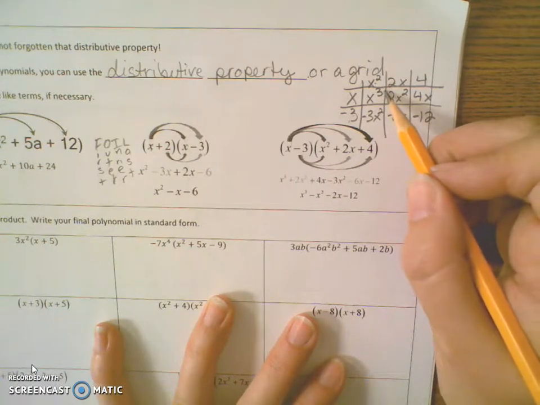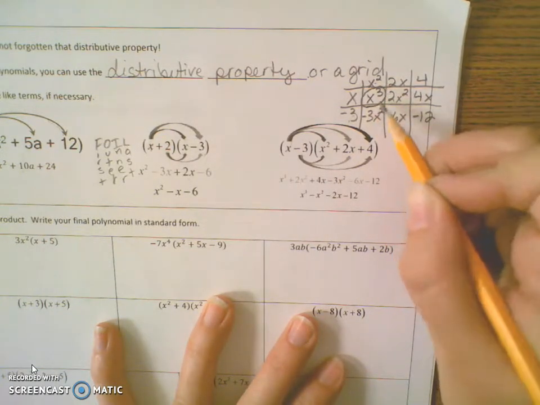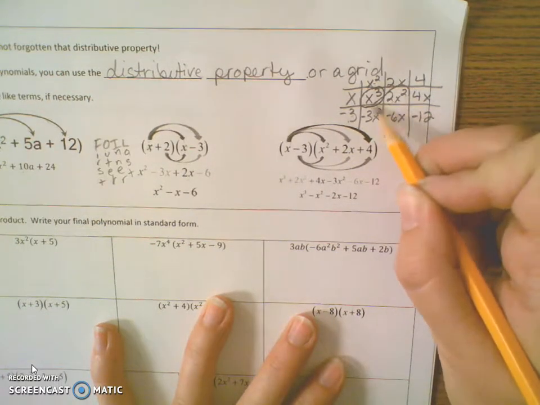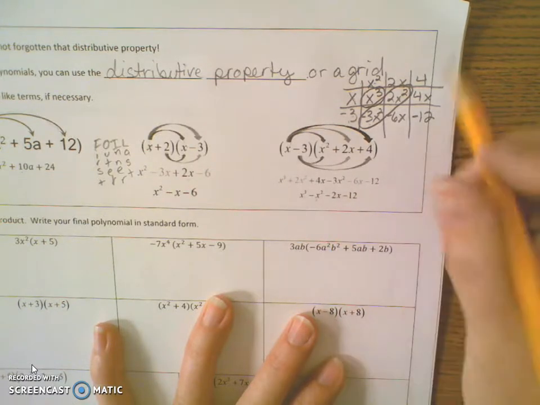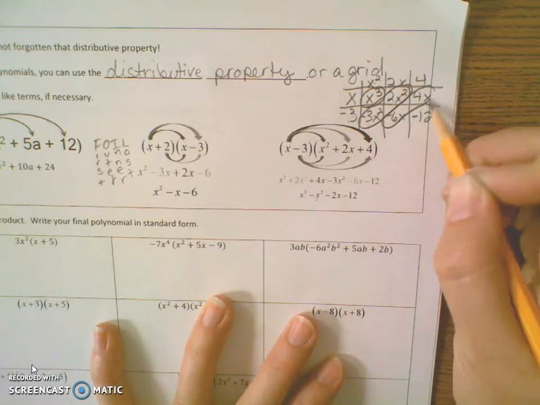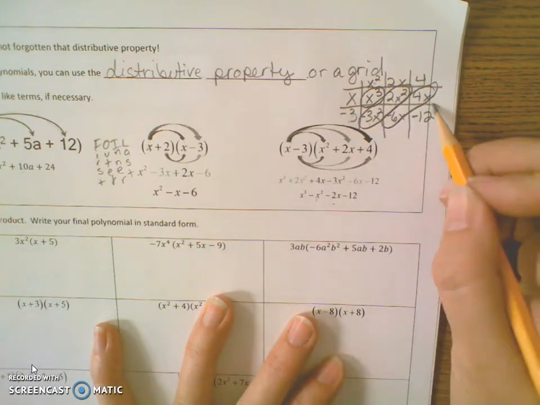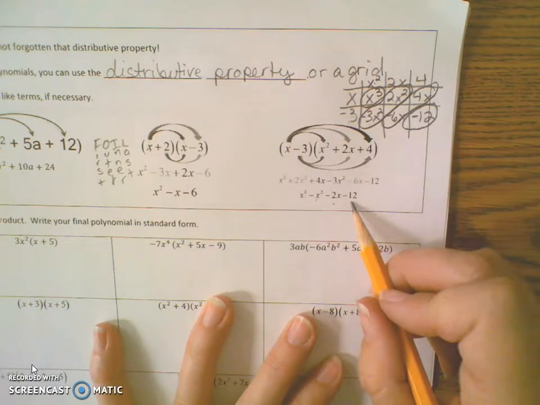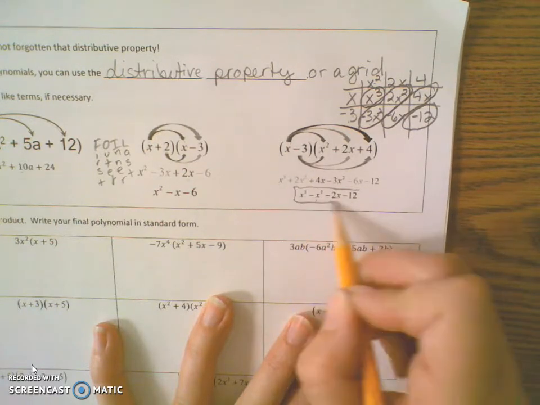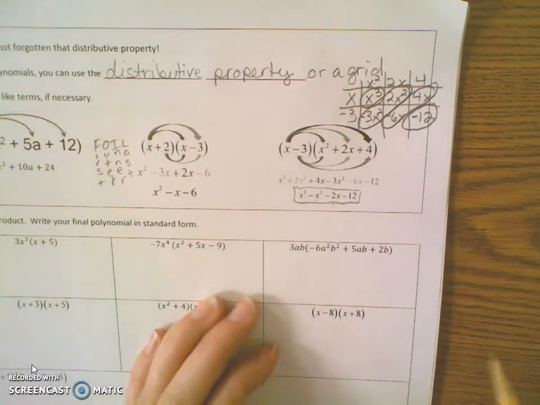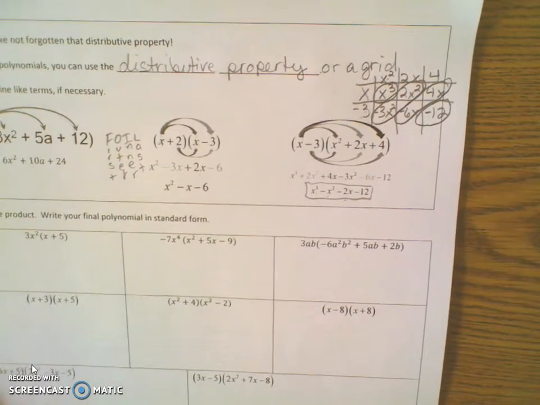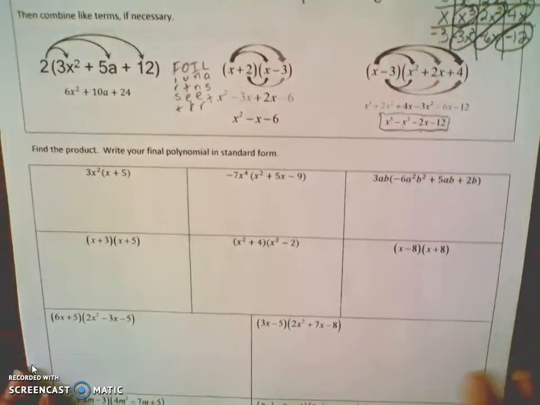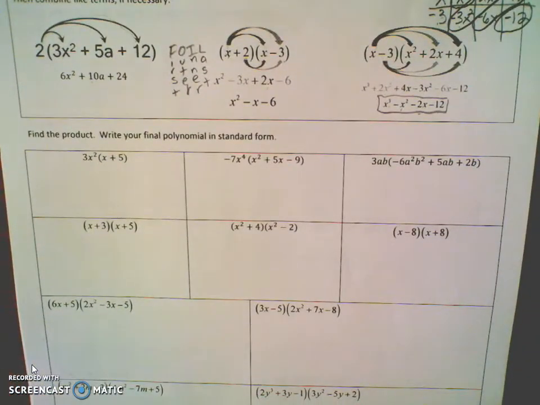And then we just add all these together that are like terms. So there's our x to the third, and then -3x squared plus 2x squared is -x squared, and then 4x minus 6x is -2x, and then -12, not -12x, goes like that. So it's just a different way to think about it, a little more visual if you like that. So I'll show you a couple of different examples, and I'll use both ways so that you can see which way you like the best.